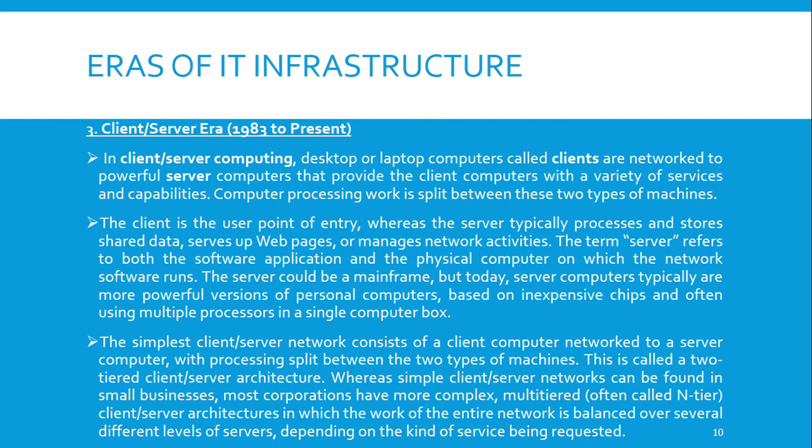Most corporations have more complex multi-tiered architectures, often called n-tier client-server architectures, in which the work of the entire network is balanced over several different levels of servers depending on the kind of service being requested. So in n-tier client-server architecture, we have multiple servers, more than one server. That is why it is called n-tier or multi-tiered architecture.